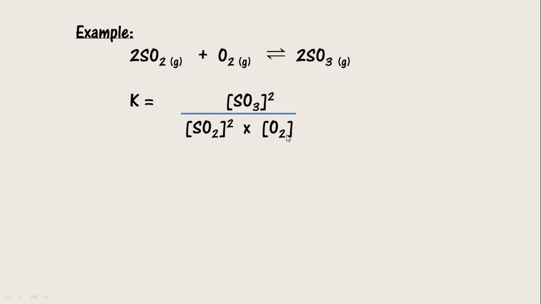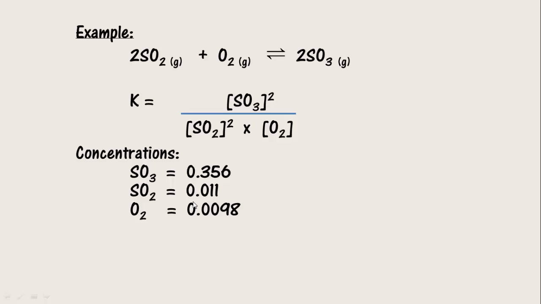Make sure these brackets are square ones, not round ones. Square ones being concentration of. So that's how we write an equilibrium expression, which we'll be practicing in class. What if we had some values?